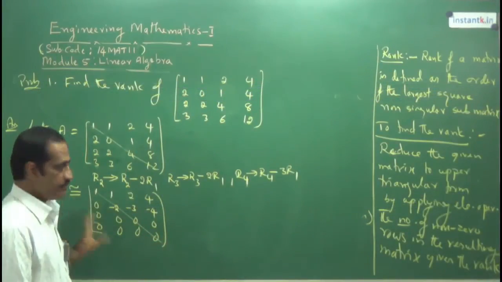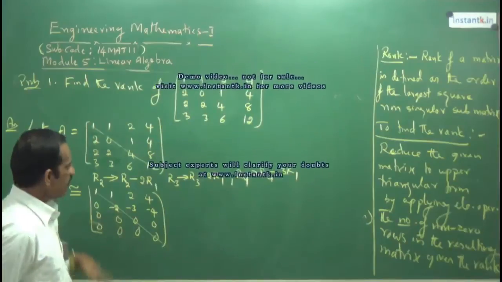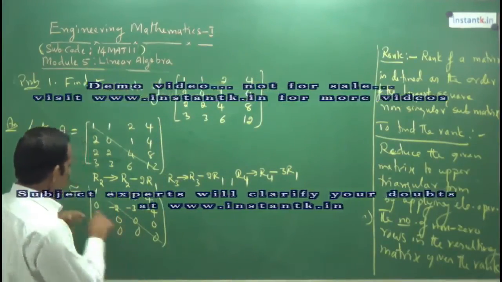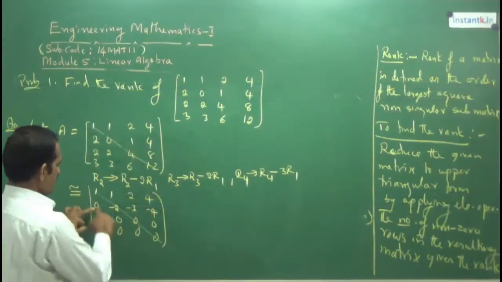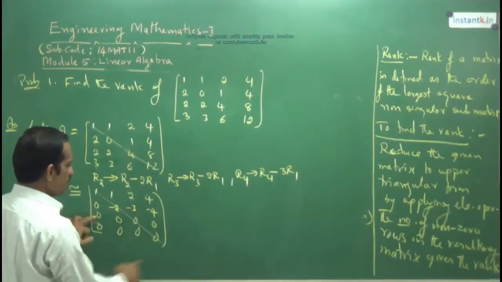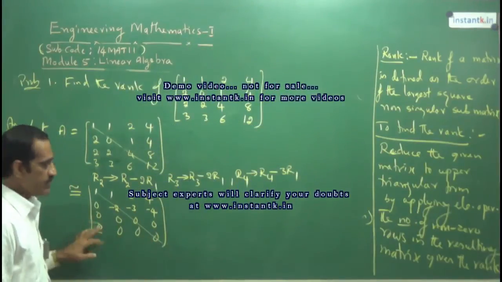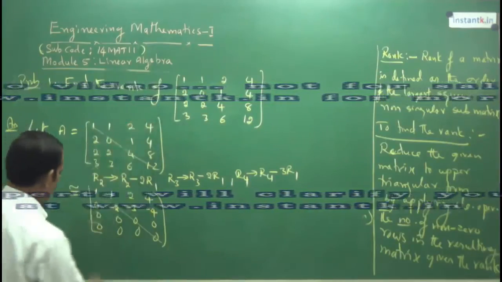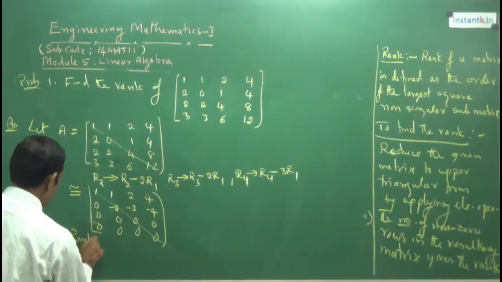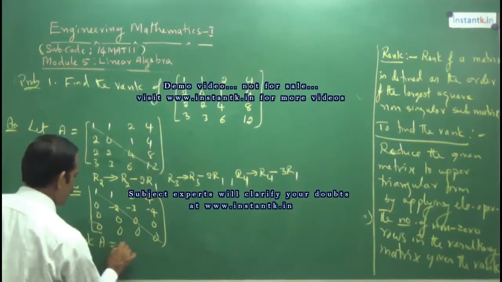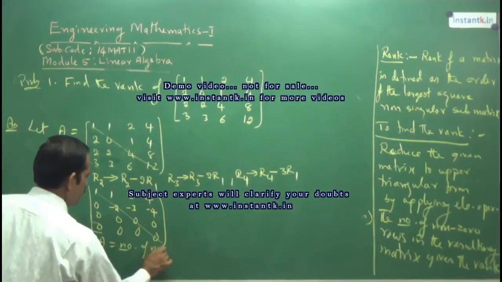That condition is satisfied. If it is satisfied, see how many rows in this matrix? Non-zero rows. How many non-zero rows? First is non-zero row, second also non-zero row, but third is 0 row. All the elements are 0. Here also all the elements are zeros. So how many non-zero rows? Only 2. So that is the rank of this matrix. So rank of this matrix is equal to rank of matrix A. We write rank A is equal to number of non-zero rows here.